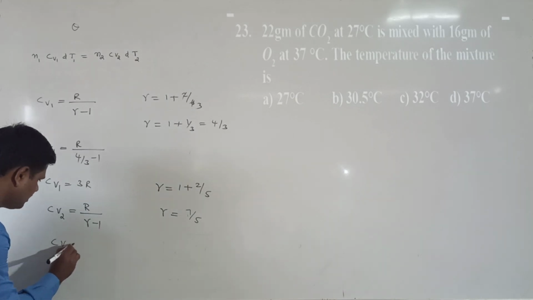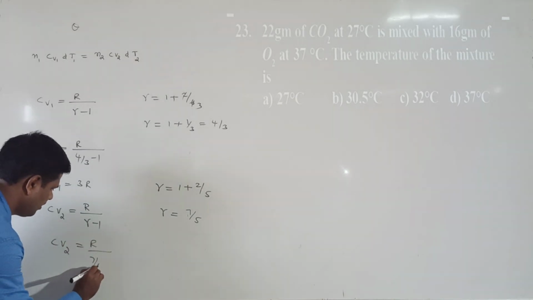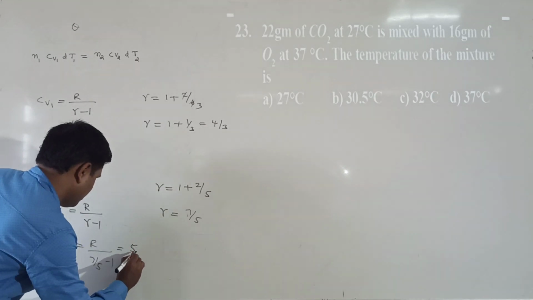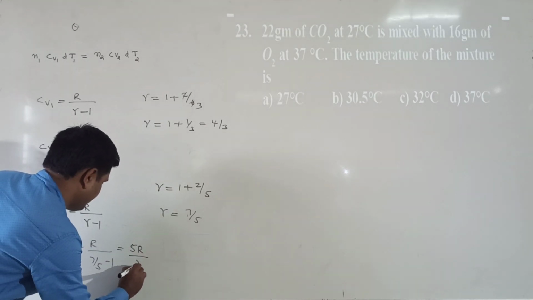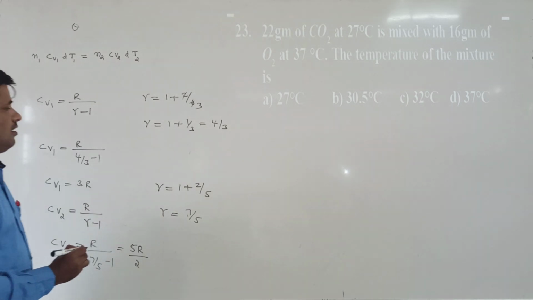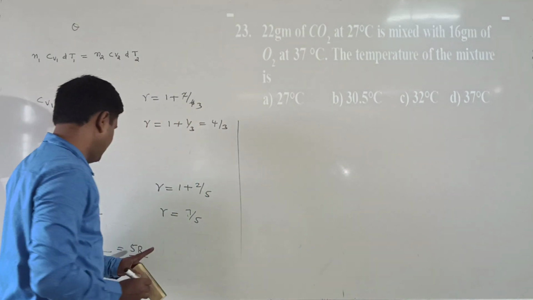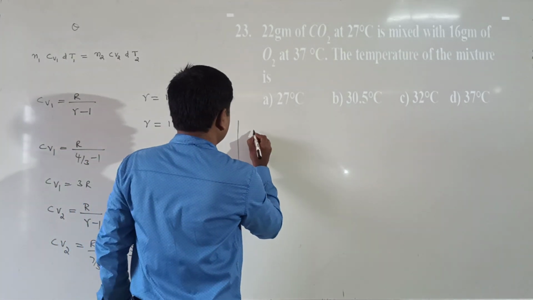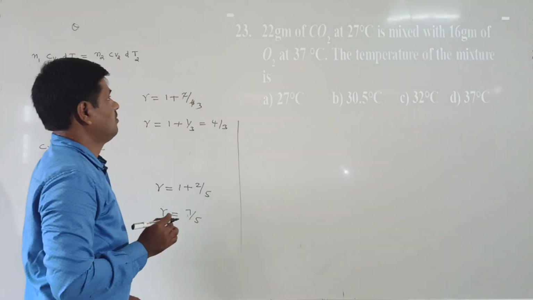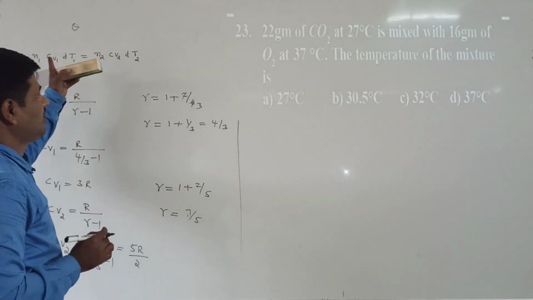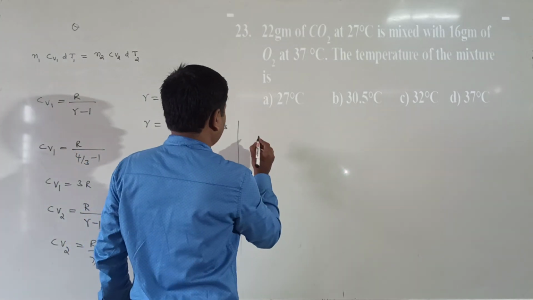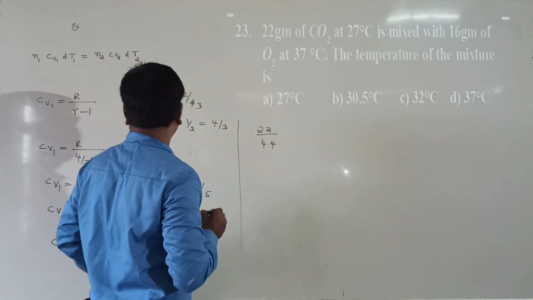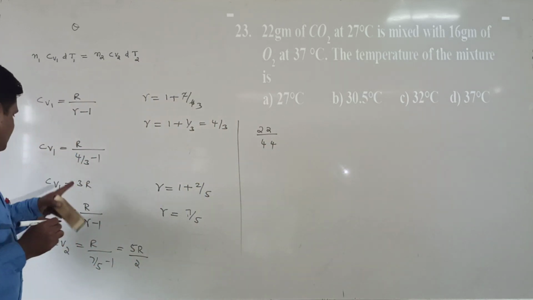Now CV2 is equal to R by (7/5 minus 1), which means this is 5R by 2. So 5/2 R is CV2. Now we are getting the CV1 and CV2 values, and N1 and N2 I am writing directly here. N1 means moles. Moles means mass by molecular weight: 22 by the carbon dioxide molecular weight, which is 44, and CV1 is equal to 3R.